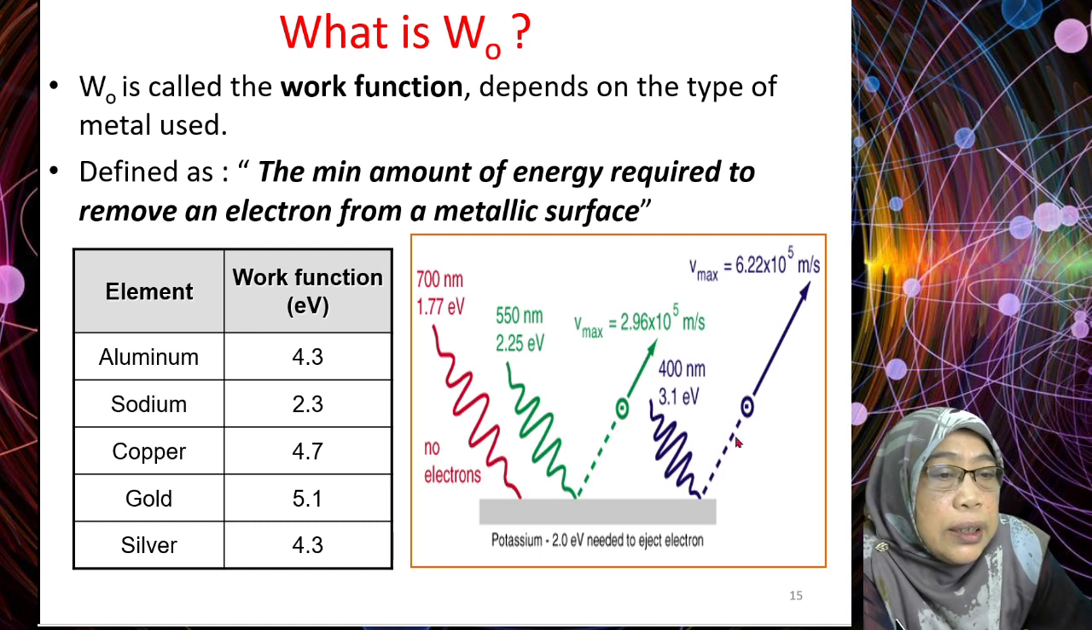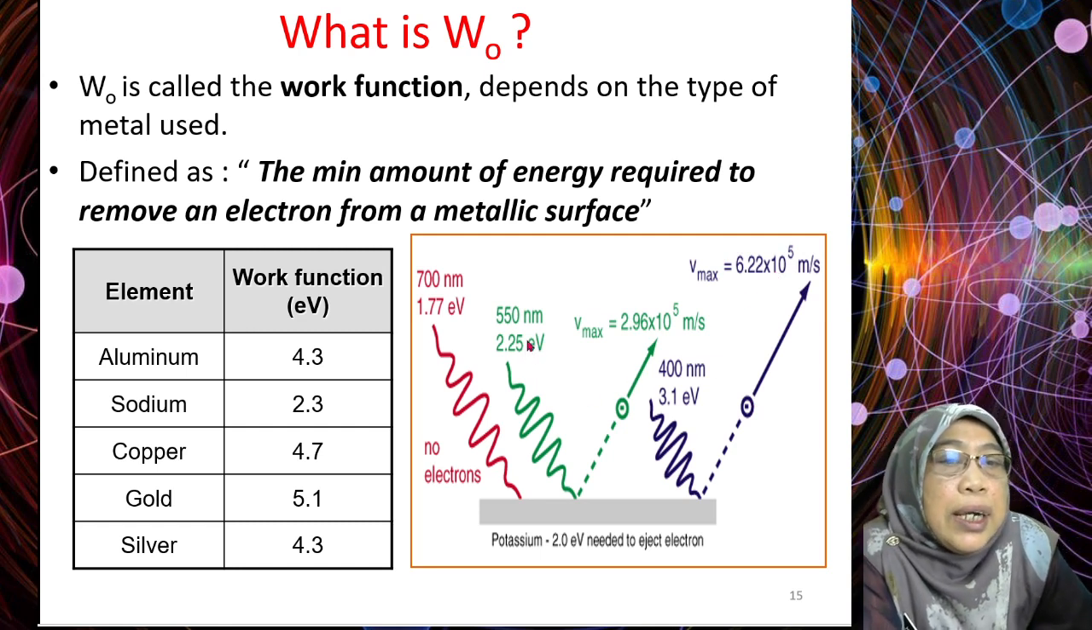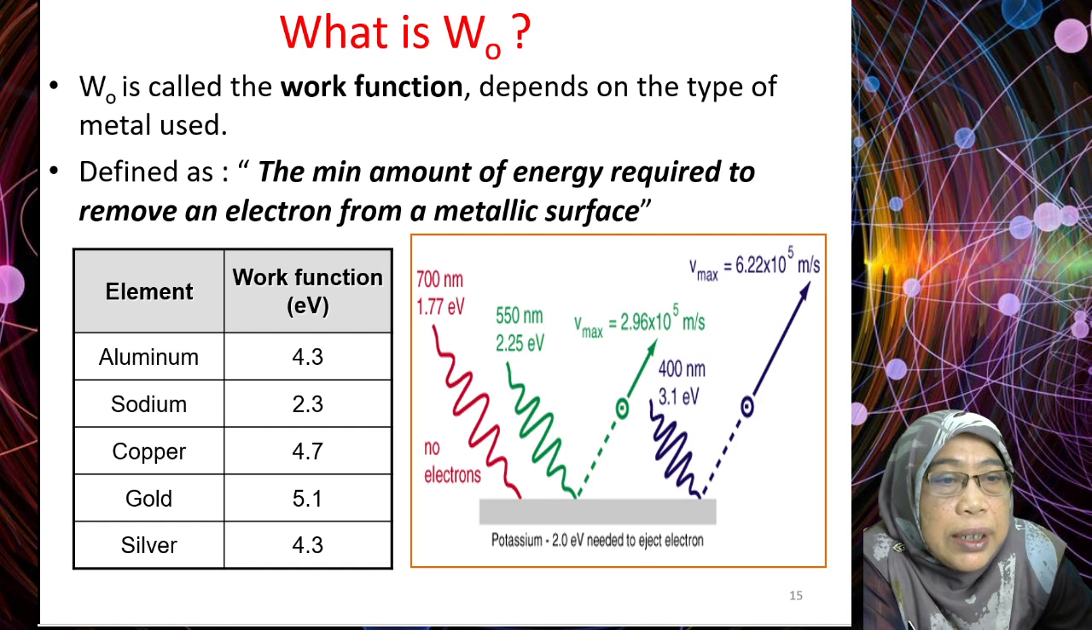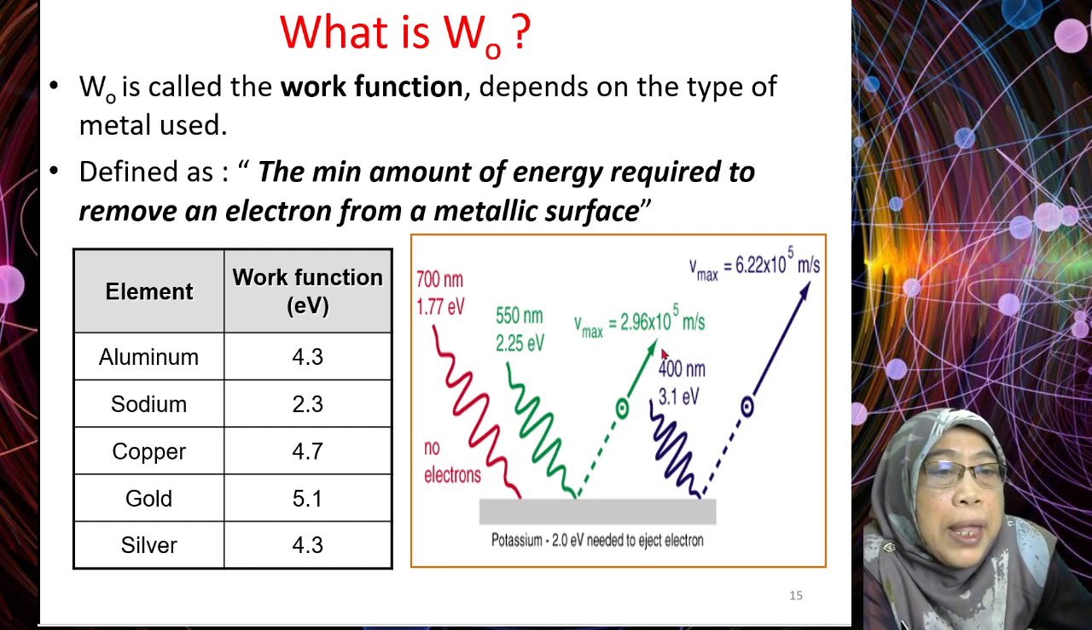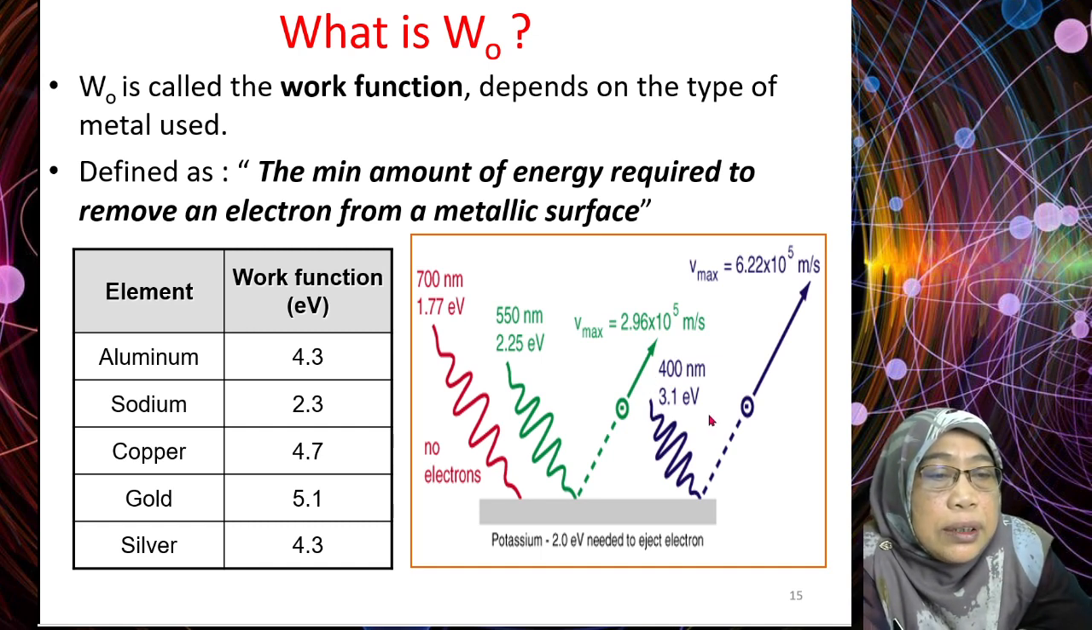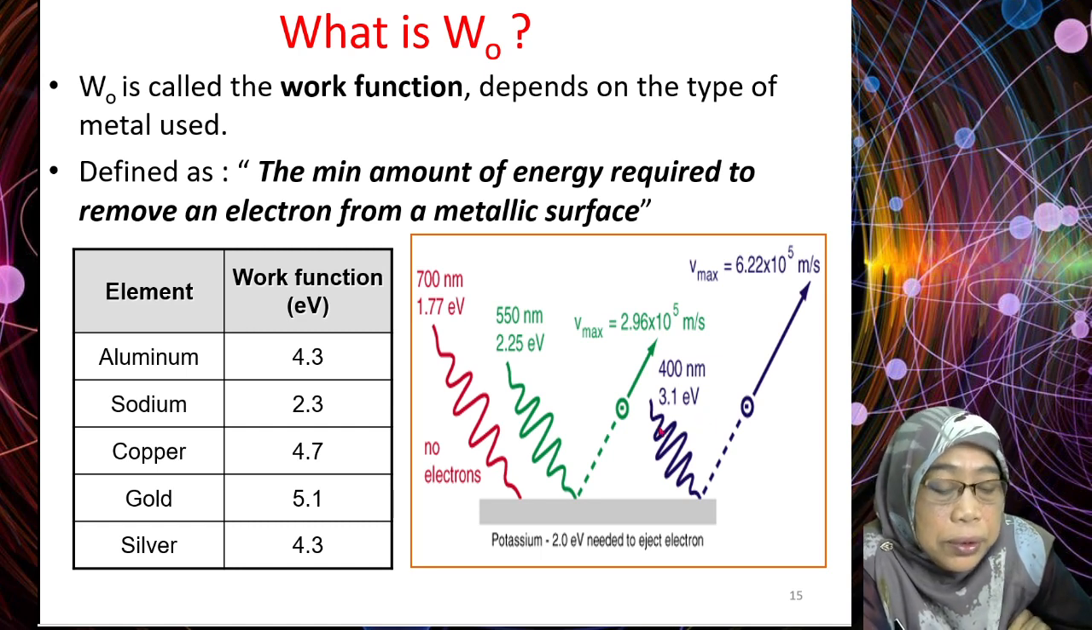So the ejected electron will have more energy for its kinetic energy, and its speed is also higher compared to just now, when the photon had a wavelength of 550 nanometers. Photon energy is inversely proportional to its wavelength. Wavelength higher, lower energy. Wavelength lower, higher energy. It is proportional to the frequency. Higher frequency, higher energy of the photon.